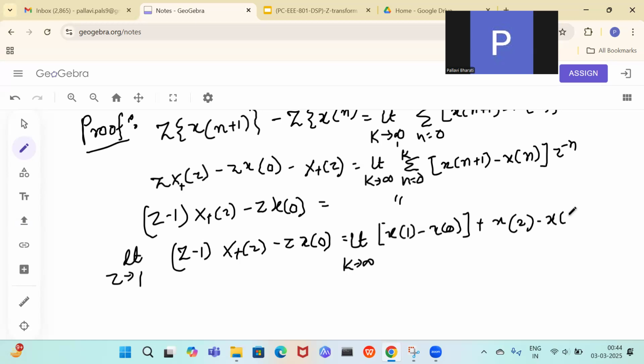minus x of 1. How are we writing this thing? First we are taking the value n equals 0, then we are taking the value n equals 1. This way we are going. If you take n equals 0, it will be 1 minus 0. Then at the next step, you took n equals 1, 1 plus 1, 2, and then here it is 1. So this way we are going ahead. The last term that you will get over here is going to be x of k plus 1 minus x of k.